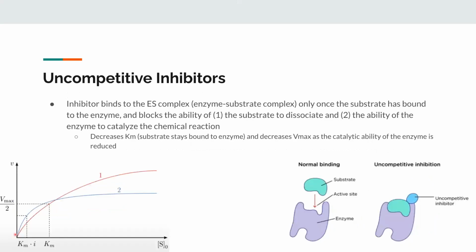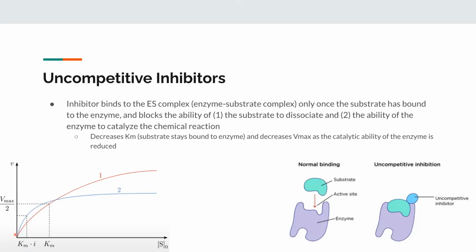And then uncompetitive inhibitors. These bind to the enzyme and substrate complex, once the substrate has already bound to the enzyme, and keep the substrate from dissociating, right? It does change the catalytic activity. The way it decreases the catalytic activity is that it decreases the ability for the substrate to leave once the enzyme has carried out whatever activity on it.